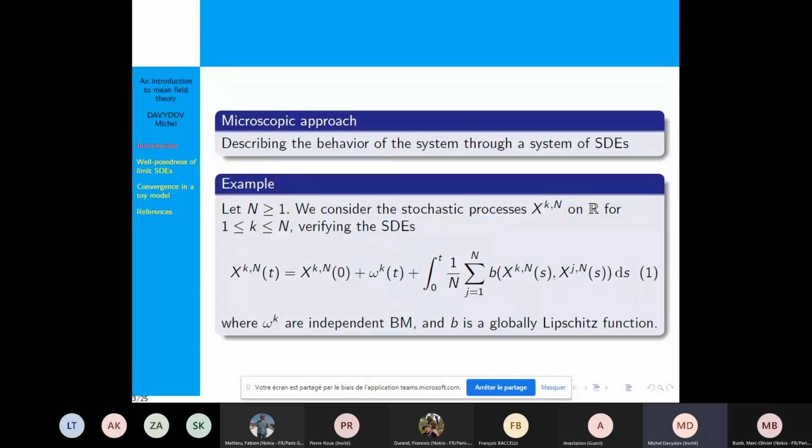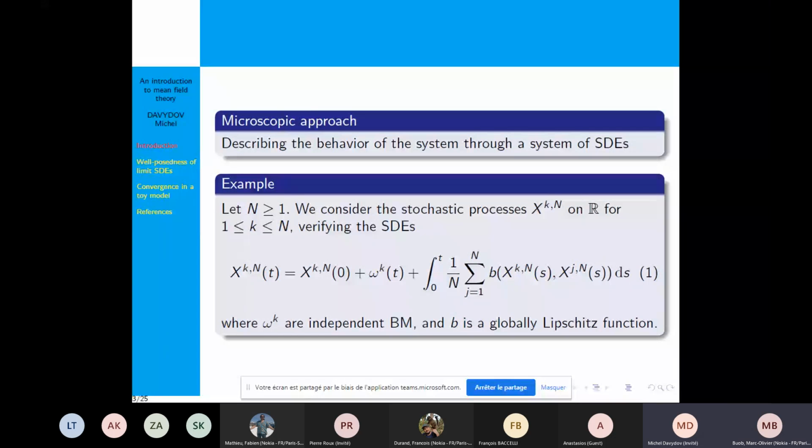So this particular equation, equation 1, is a relatively general equation, and it describes a relatively general type of interactions. And 1 over n is sort of the weight of the interactions, so it's a sort of normalization. So you have an empirical mean, as you can see, of all the interactions that happen inside the system. Okay, so far so good. So this is the microscopic approach.